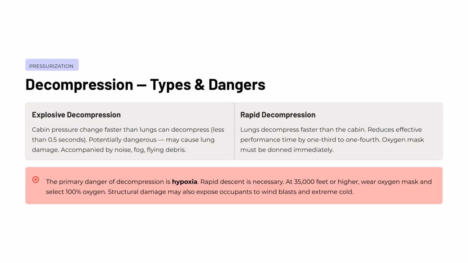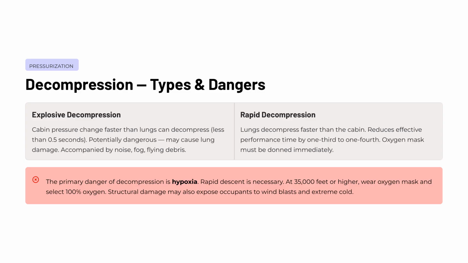There are two types of decompression you need to understand, and both carry serious risks. The first is explosive decompression, where cabin pressure changes faster than your lungs can equalize, in less than half a second. This is potentially dangerous because it can cause lung damage, and it's typically accompanied by a loud noise, a sudden fog from moisture condensation, and flying debris throughout the cockpit or cabin.